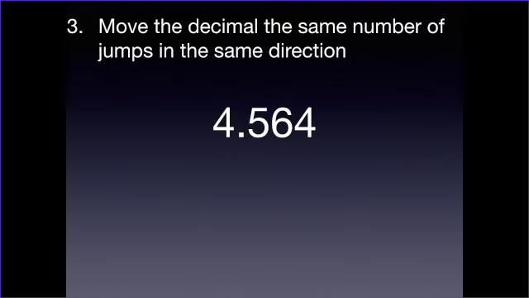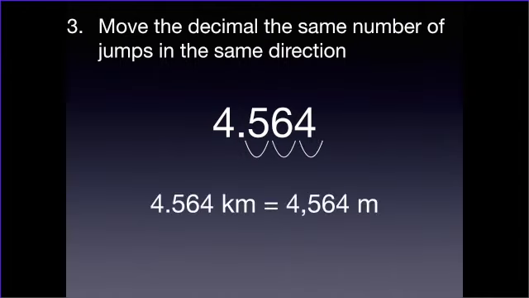Now we go to our decimal place in the problem and we do that same number of jumps. 1, 2, 3. And so we have moved that decimal place from here to the end, and we can see that 4 and 564 thousandths of a kilometer is equal to 4,564 meters. So that is, in its simplest explanation, how you do the ladder method.